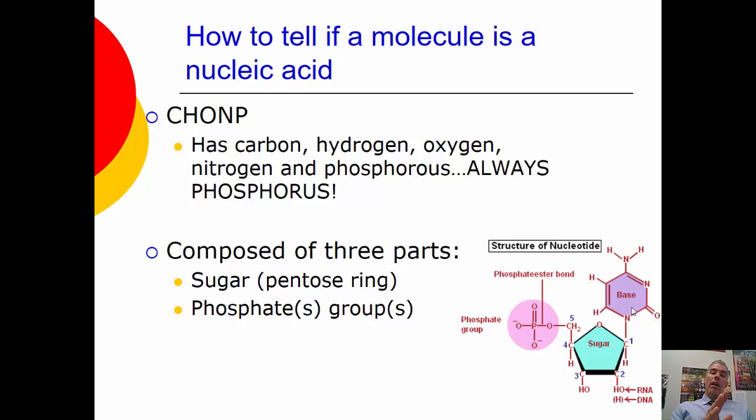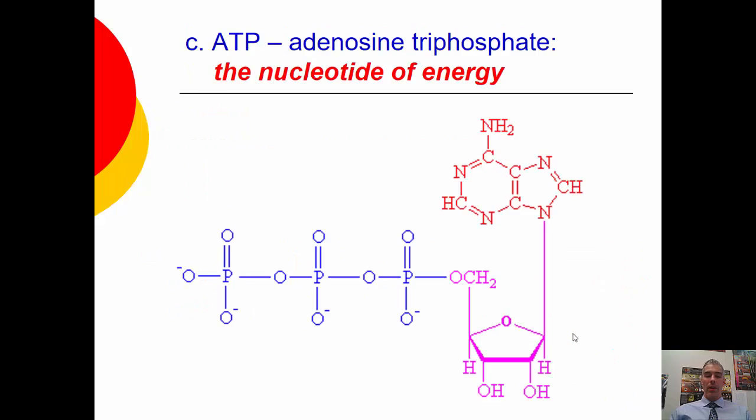But the other way you can tell is through CHOMP: carbon, hydrogen, oxygen, nitrogen, just like proteins, but this has phosphorus. It always has phosphorus. Proteins will never have phosphorus, and that's due to the phosphate group that's attached right here. Okay, I shouldn't say proteins will never have phosphorus, but in terms of what you guys have to know, they would not have phosphorus.